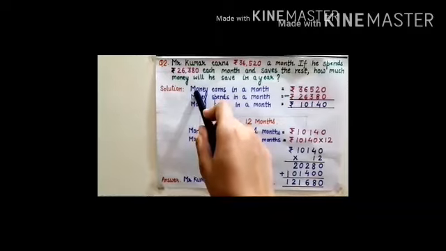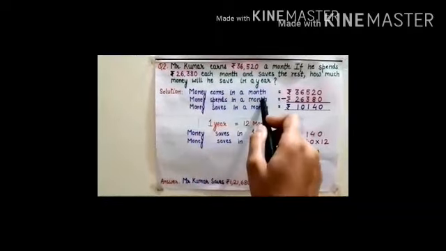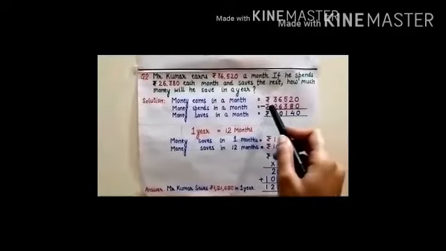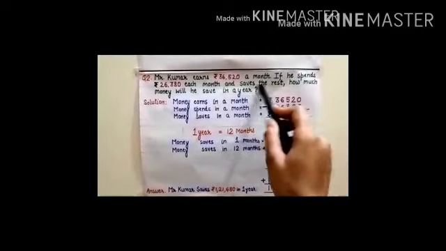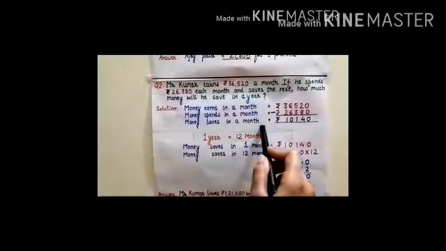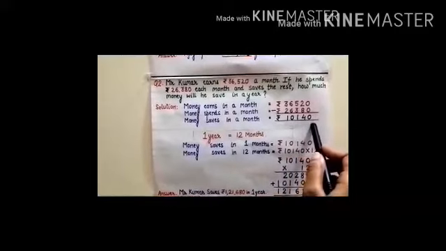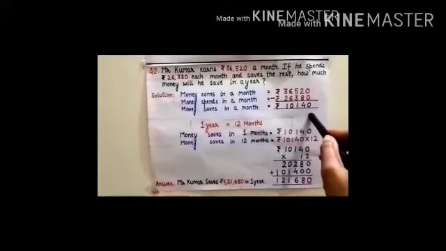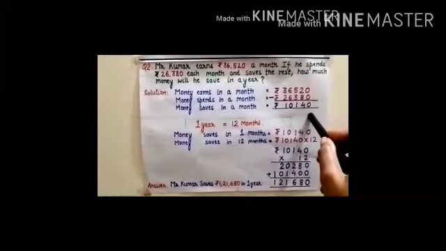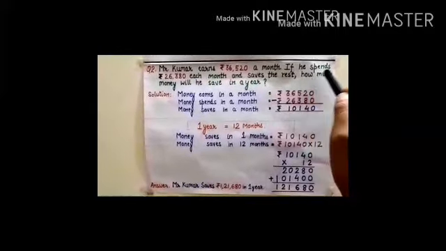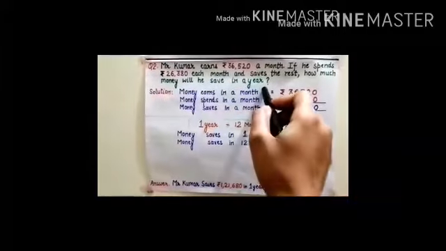So now let's start framing the statement. Money earned in a month is rupees 36,520. Money spent in a month equals rupees 26,380. So here we are doing subtraction for finding the leftover money, that is the saving for Mr. Kumar. So the third statement will be: money saved in a month equals 10,140. This is Mr. Kumar's monthly saving. Is this your final answer? No, this is not. So for the final answer, read the question carefully. How much money will he save in a year?